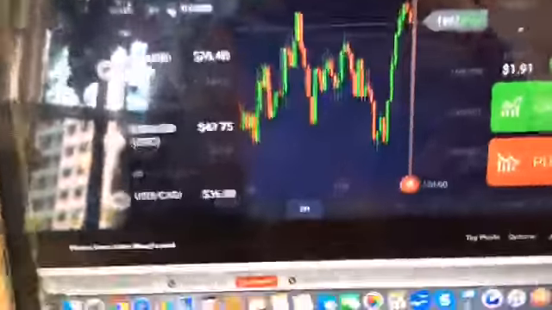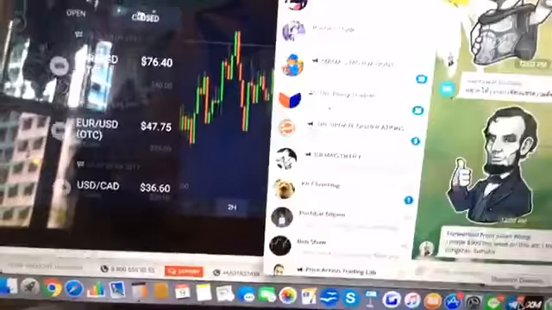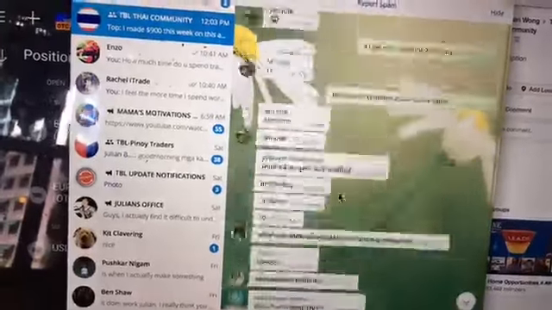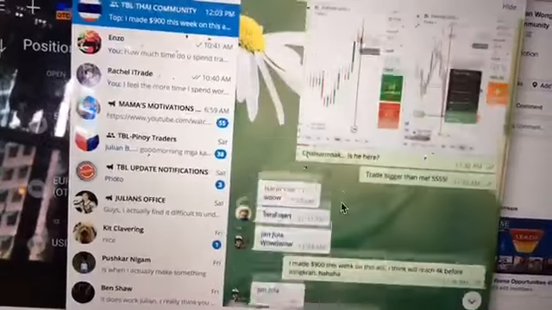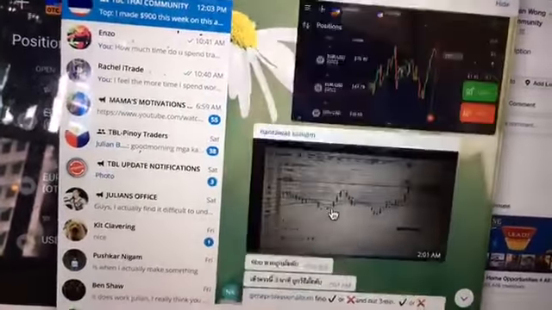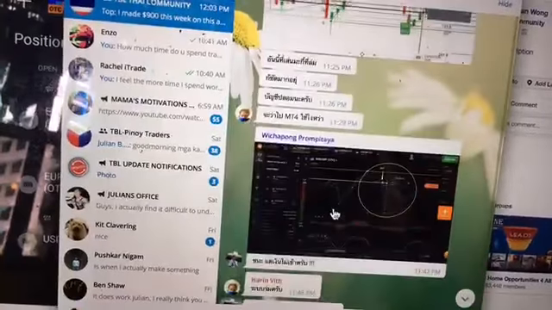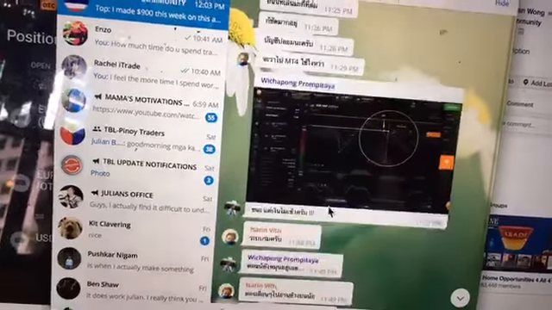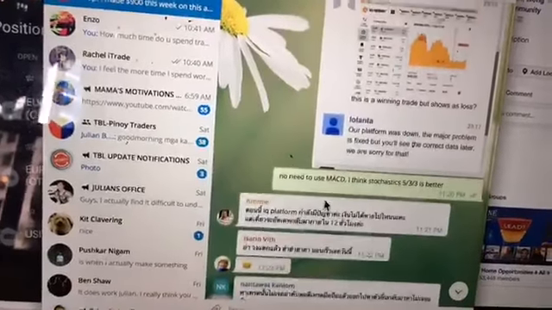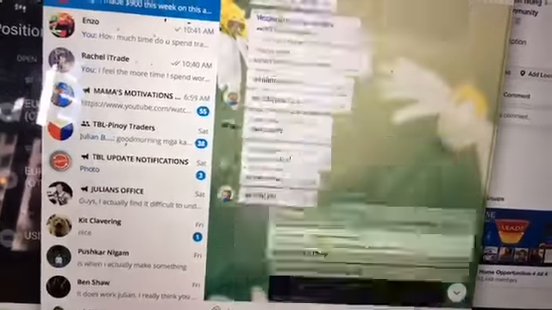I have a group on my Telegram, and I was asking one of my members what happened with the account. There's a couple of trades that they've taken, and they're wondering where the payouts were. So let's see. I had a post just this morning.